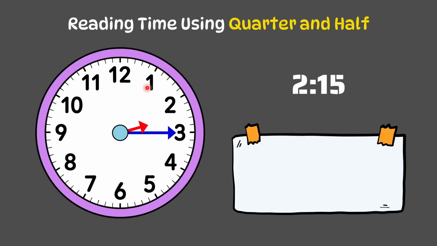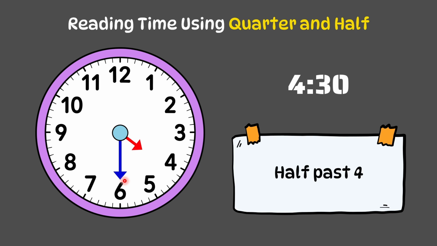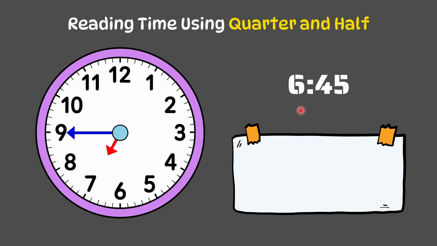Now let's read a few clocks using quarter and half. Here the time is 15 minutes past 2. 15 minutes means quarter. So we say quarter past 2. Here the time is 30 minutes past 4. So we can say half past 4. Now here the time is 45 minutes past 6. But it's also 15 minutes to the hour 7. So we can say quarter to 7.